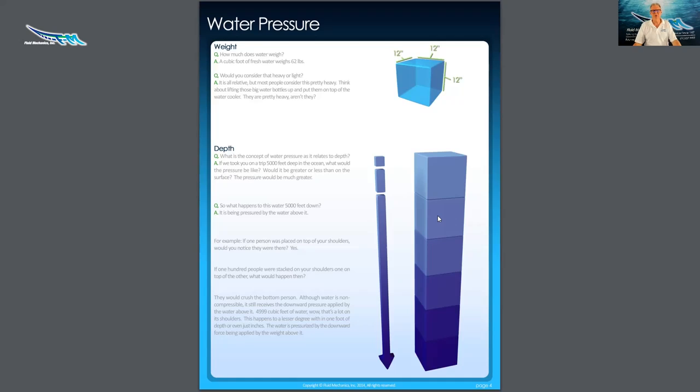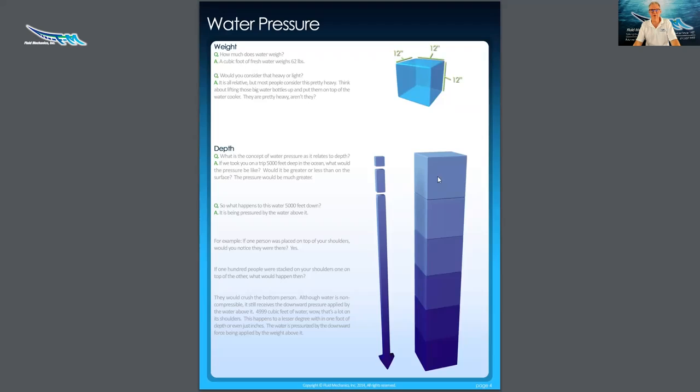Okay. So what happens to this water 5,000 feet down? It's being pressured by all the water above it. For example, if you had one person placed on top of your shoulders, would you notice they were there? Yeah, because it's putting on pressure. If 100 people were stacked on your shoulders, what would happen then? You kind of get crushed by it. So that bottom person is crushed. It's all this water on top of it that's causing this pressure, and it's got a downward force because of gravity being applied to it from the weight above it.